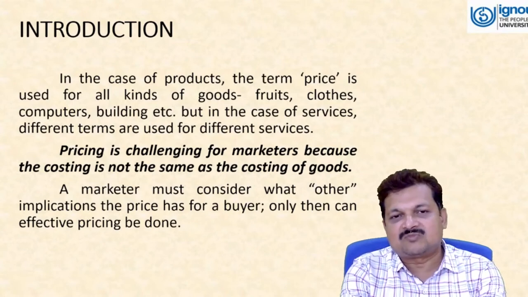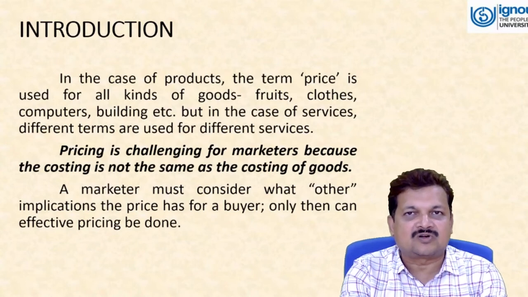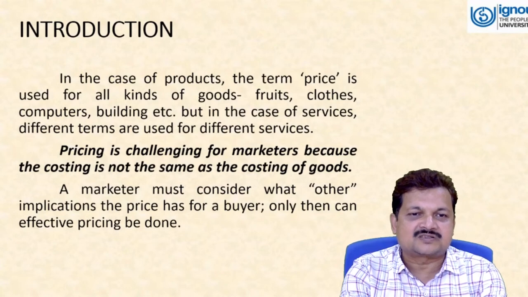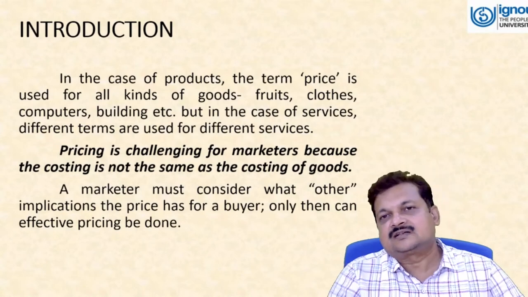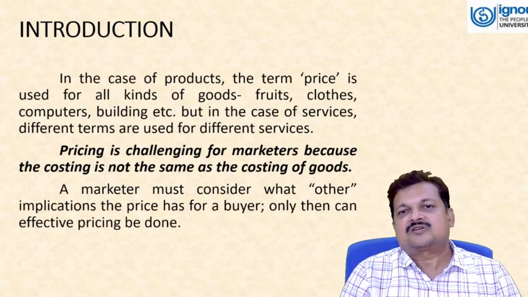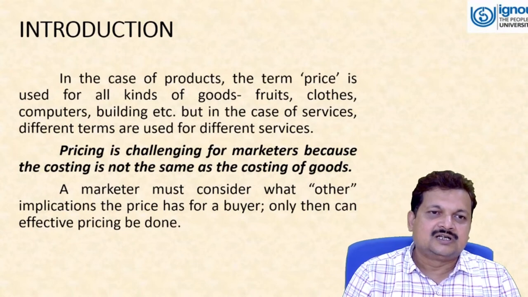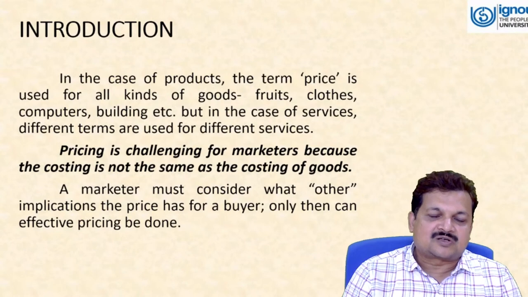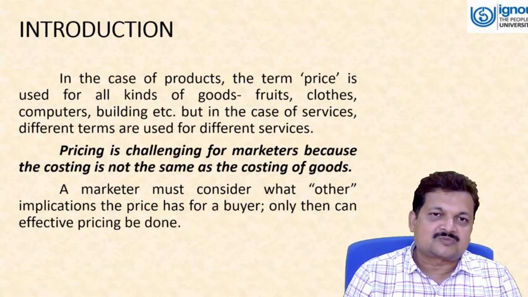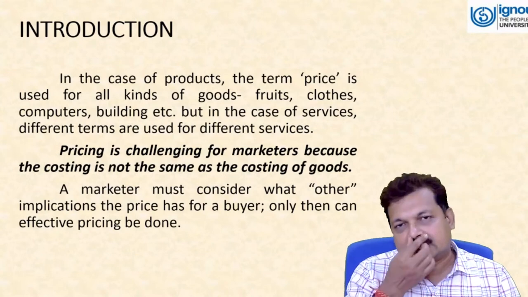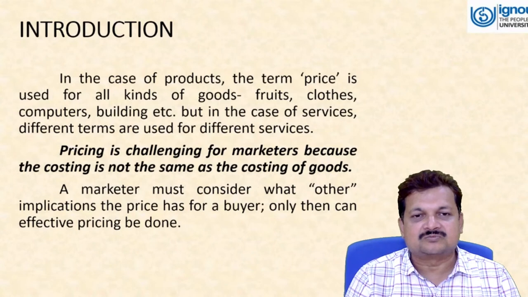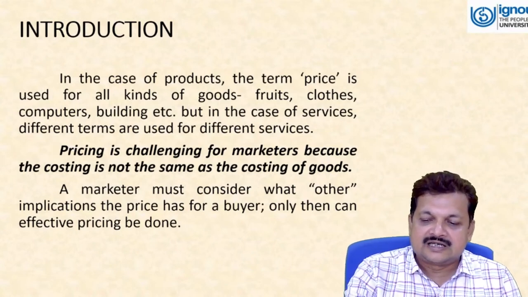A lot of components are involved in that. Environmental factors are equally involved in that particular matter. A marketer must consider what other implications the price has for a buyer. Only then can effective pricing be done. We cannot say that on the basis of the production cost we can determine the price structure. The market determines the price of the product. If your competitors are selling the product at a lesser price, then the marketer has to reduce the price structure because he has to provide the product at a competitive price.